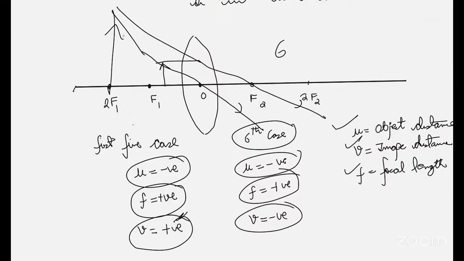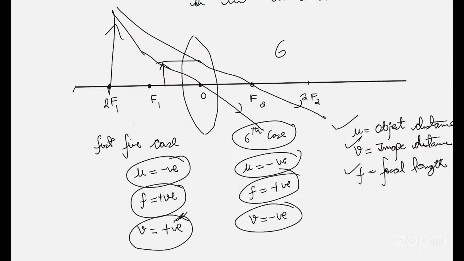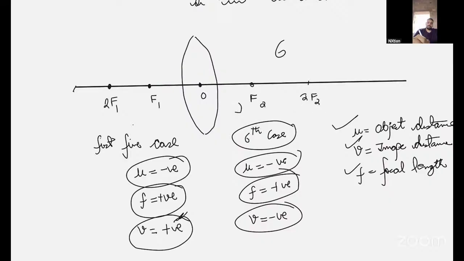Where do we get the image? On the same side of the lens. It is not necessary that it is at 2F1; it can be here also. But it is on the same side of the lens where you put the object. In this case V will also be negative, because you put an object here and you are getting the image here only.